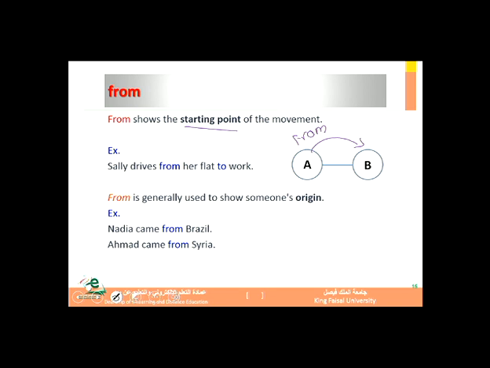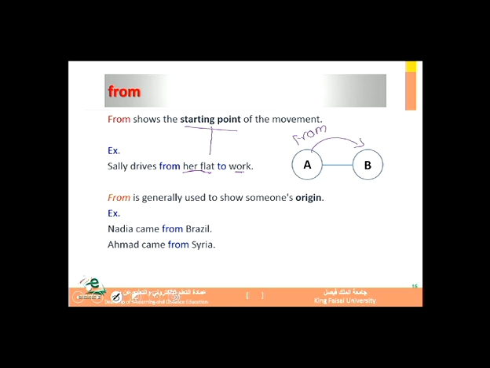So when do we use from? To indicate, to tell the starting point, where we start. We started from A. Sally drives from her flat to her work. So what was the starting point for Sally? It was her flat. This is her starting point.